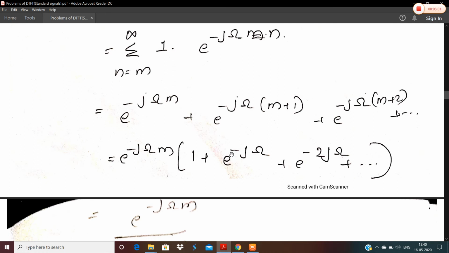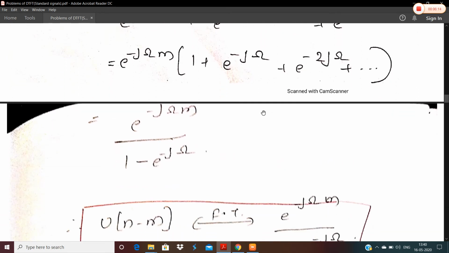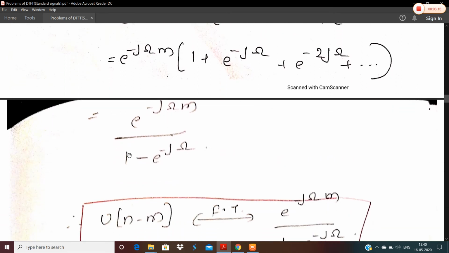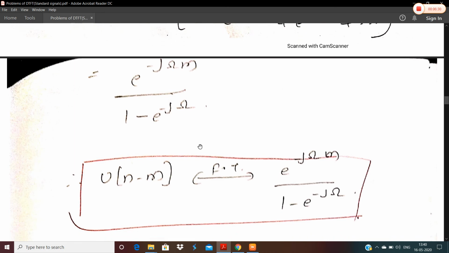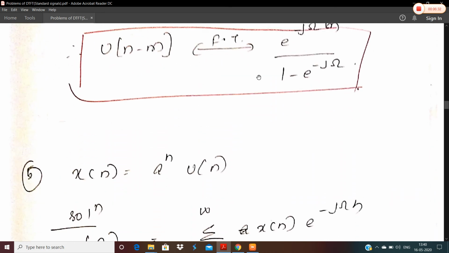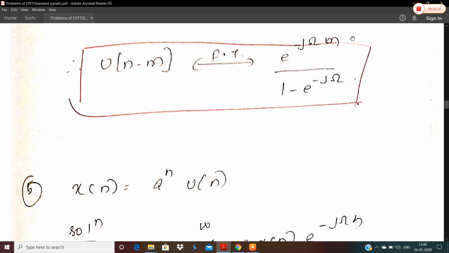So it becomes 1 plus e raised to minus j omega into 1, plus e raised to minus j omega into 2, because e raised to minus j omega m is taken outside from all the terms. And so it becomes e raised to minus j omega m by 1 minus e raised to minus j omega. This is because this is again the finite summation formula we are applying, with the value of a equal to e raised to minus j omega. Hence, we can summarize that the DTFT of u of n minus m is nothing but e raised to minus j omega m by 1 minus e raised to minus j omega.